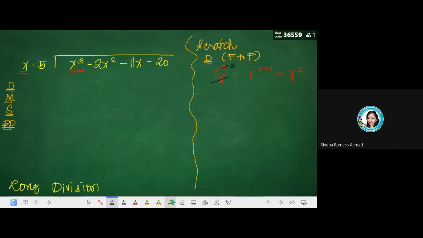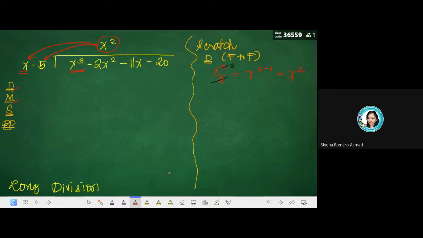So, saan naman natin ilalagay yung answer natin? Yung answer natin will be written here. So, we have x squared. Next is to multiply. We are done with dividing. We are now proceeding to multiplication. So, ano yung multiply natin? Yung answer natin kanina, i-multiply natin both terms of the divisor.